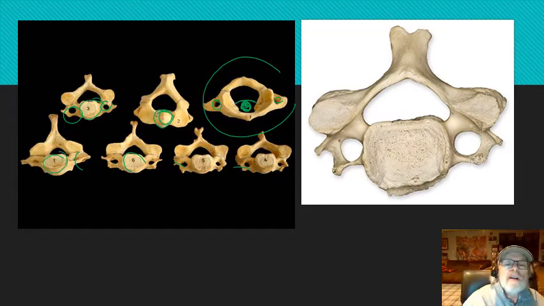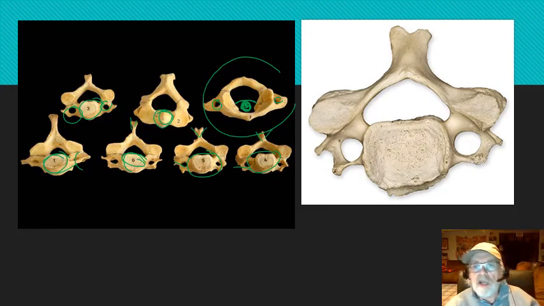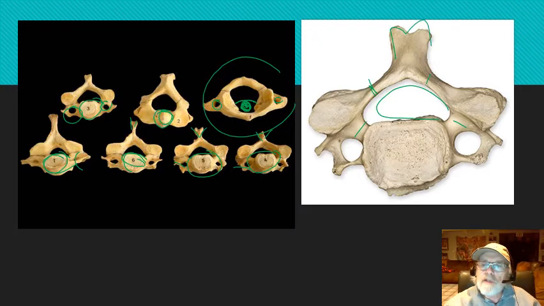C4, C5, C6, C7, we get a body, and you can sometimes see that bifid or split spinous process. That's not really a big deal. And this is again looking at a typical cervical vertebra, vertebral foramen. This would be the pedicle. This would be the lamina right here, spinous process, transverse process, transverse foramen, and the body of C3 through C7.